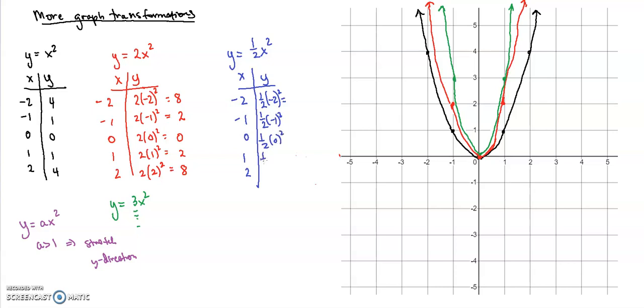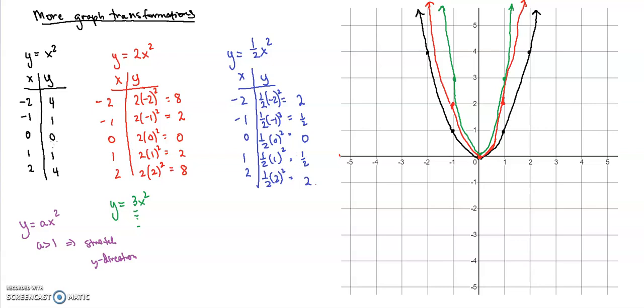I'm going to fill all these in here. Okay, so we're going to square it, and then we're going to take 1/2. So -2 squared is 4, half of 4 is 2. -1 squared is 1, and 1/2 of 1 is 1/2. 0 squared is 0, half of that's still 0. 1 squared is 1 times 1/2 would be 1/2, and 2 squared is 4, half of 4 is 2.